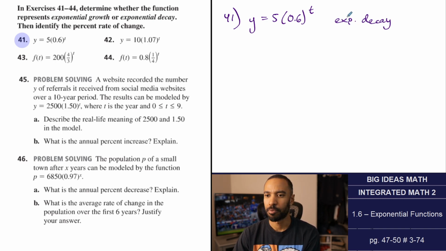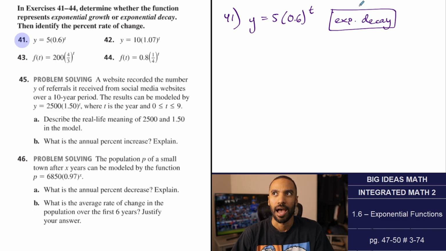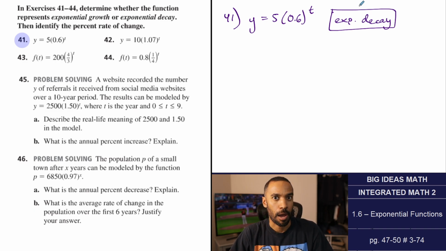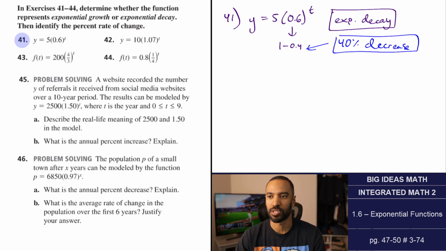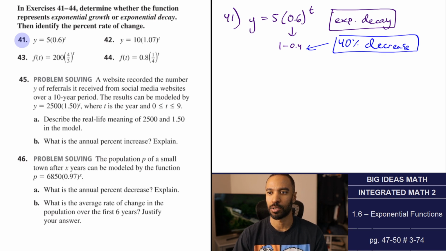Now they're asking for the percent rate of change. They're asking how much is changing from 100%. So for this percent rate of change, check this out. 0.6 is also 1 minus 0.4. And the 0.4 means 40%. This is a 40% decrease. I'll be using the words decrease and increase in these cases. So that's a 40% decrease. That was its percent rate of change.